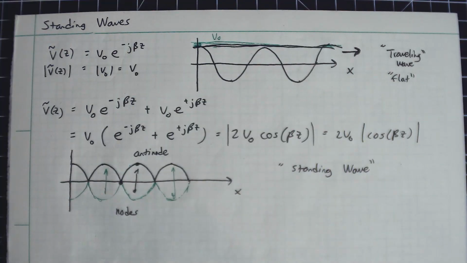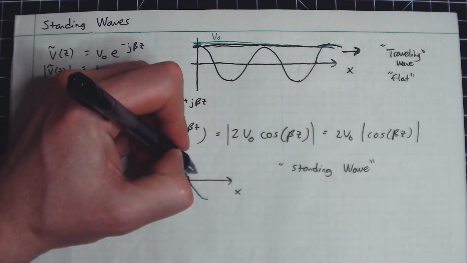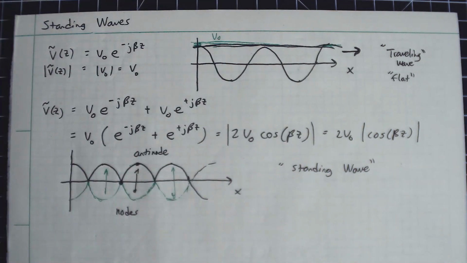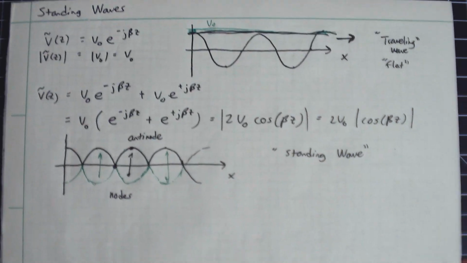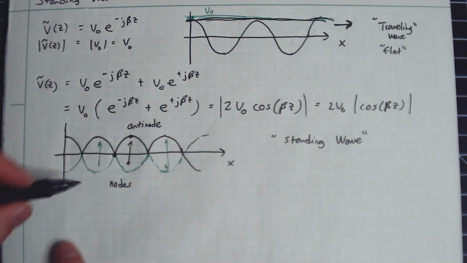Okay, and again, if you've played with a slinky or taken some basic physics, this is something you should have seen before and should be fairly intuitive. So let's do a third scenario. What if I have two waves moving on top of each other?